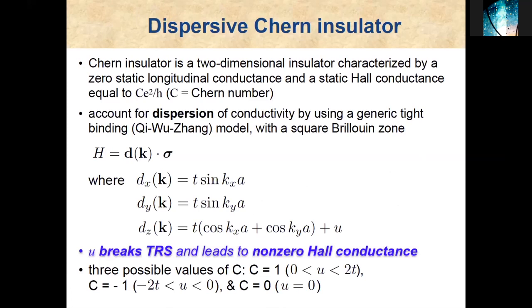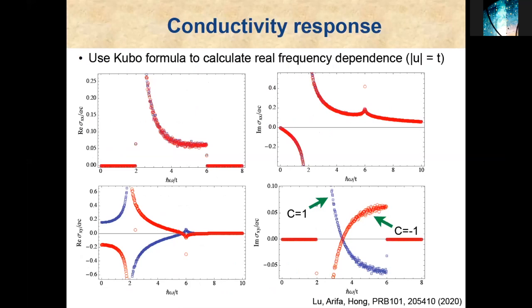We have calculated, using the Kubo formula, the full frequency dispersion of the conductivity tensor. Here sigma xy and sigma xx refer to the Hall conductance and the longitudinal conductance. The blue squares refer to C equals 1, and the red circles refer to C equals minus 1. The sign change in C corresponds to the operation of time reversal, and we see that this leads to a sign change in the Hall conductance as well. However, the longitudinal conductance does not change under the change in sign of C, indicating that it is invariant under time reversal.